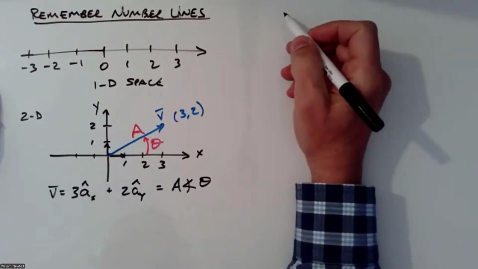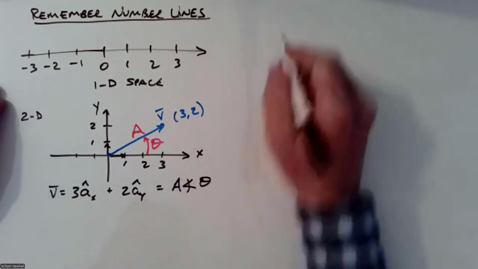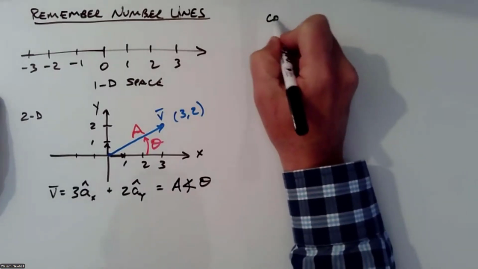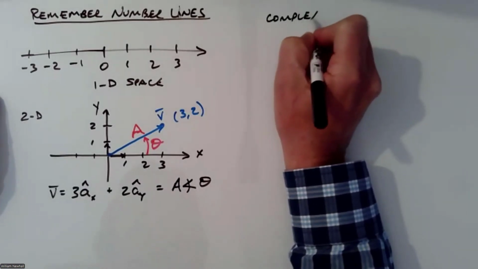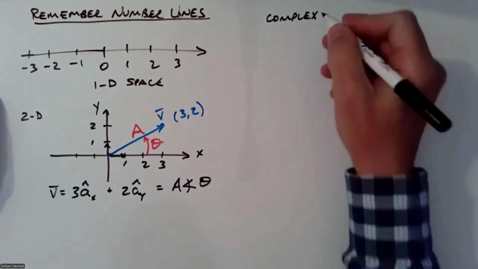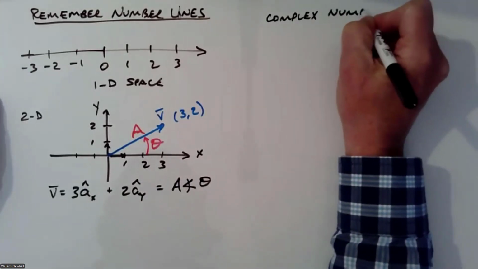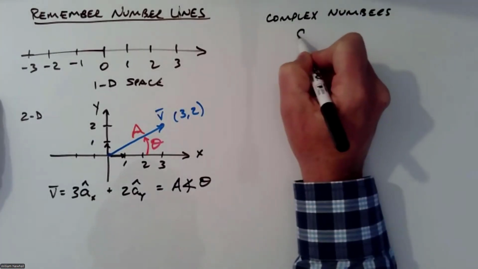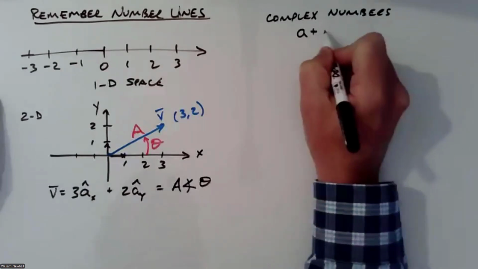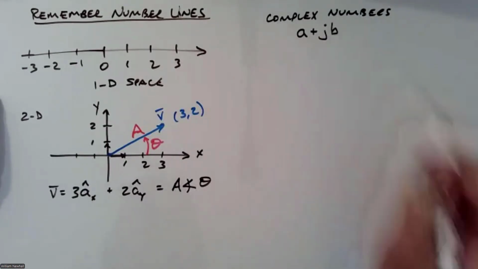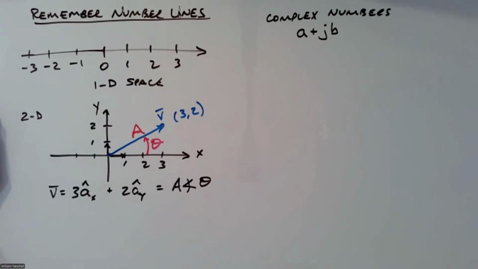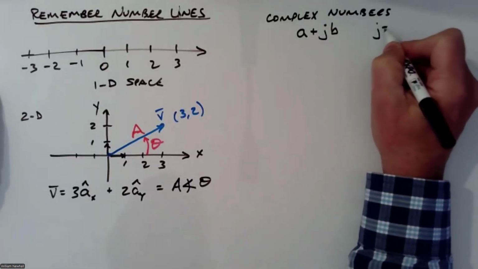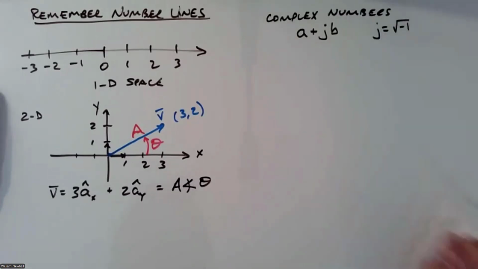I mentioned that we are going to not use unit vectors in X and Y. We're going to use complex numbers. Okay. And complex values, complex numbers, you could say in general have this form, A plus J B. Okay. And you say, what is that J? That J is the square root of -1.